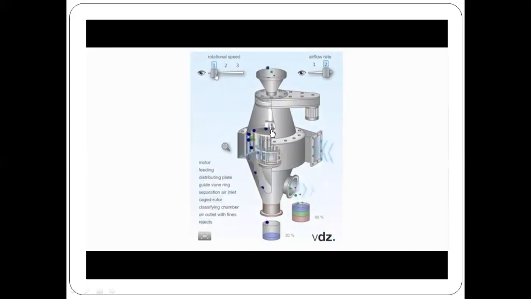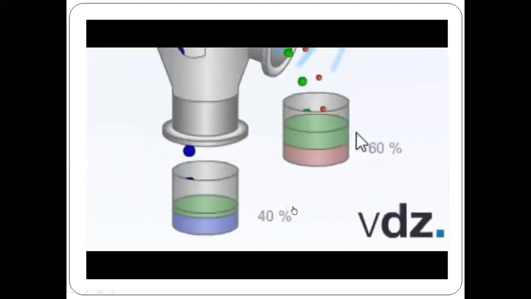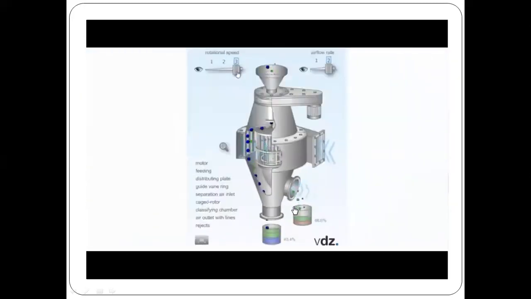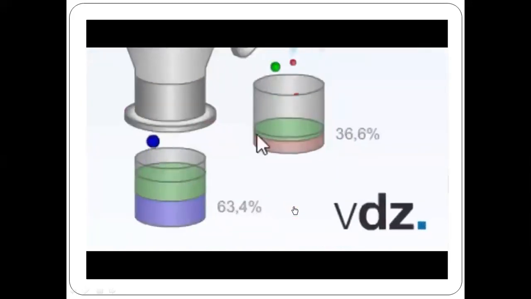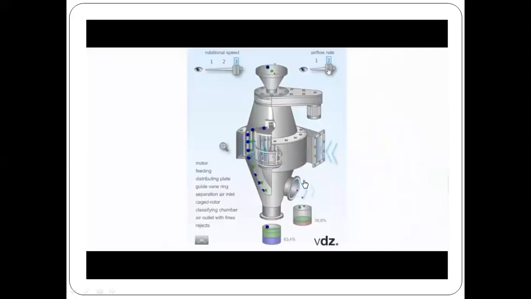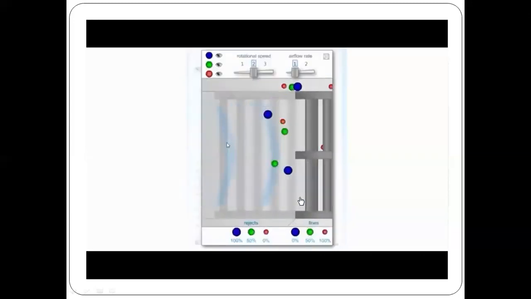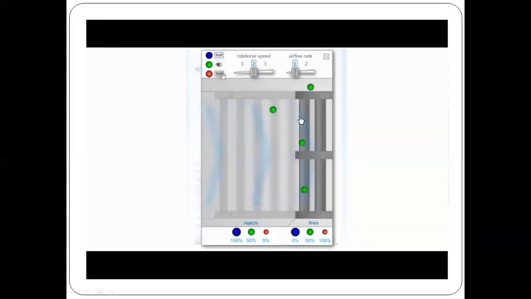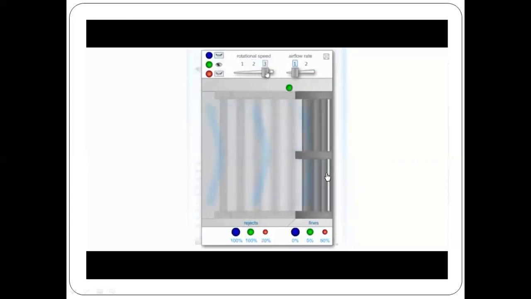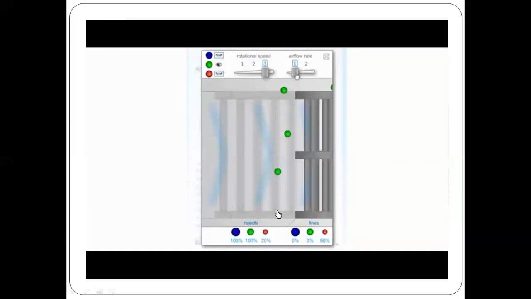So these are the fine particles, which are collected here. Sorry, this is the coarse, this is meant for the coarse particles, and this is for the fine particles which are picked up. So as they are lighter, they can easily be picked up at the center and the heavy particles fall down.